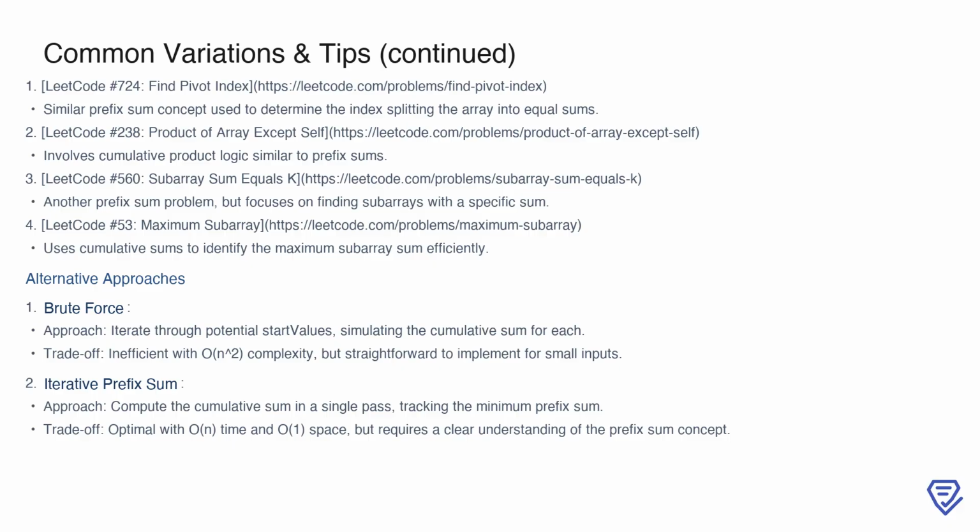As for alternative approaches, one option is brute force. This involves iterating through potential start values and simulating the cumulative sum for each. While straightforward for small inputs, it's inefficient with n squared complexity. A more optimal approach involves computing the cumulative sum in a single pass while tracking the minimum prefix sum, which achieves n time in 1 space but requires a clear understanding of the prefix sum concept.